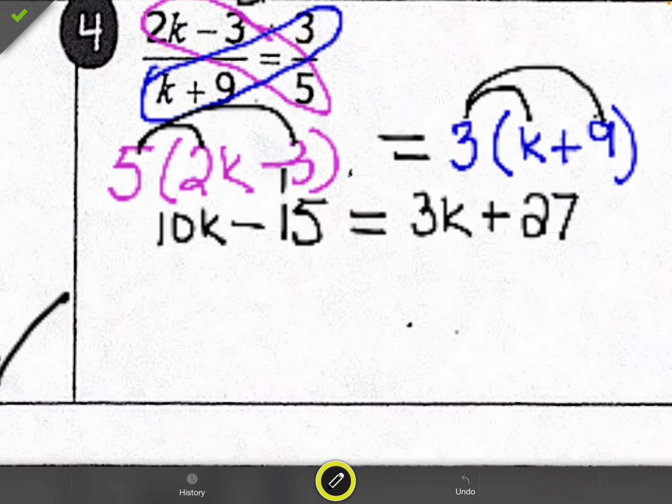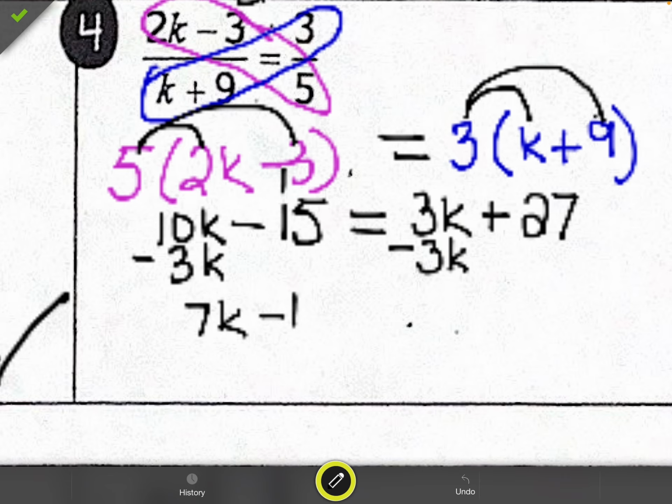Don't call me. Now we have to move the variable to one side. I'm going to move the 3k over with the 10k, mostly because most of us prefer the variable on the left side. If it's a positive 3k, I do the opposite, so I subtract, make it negative. 10k minus 3k, 7k. Bring the minus 15 down. Bring your equal sign. This gives me 0. Then I'm left with a positive 27 because I see the plus. And you don't have to put the plus, because we don't ever put plus for positive.